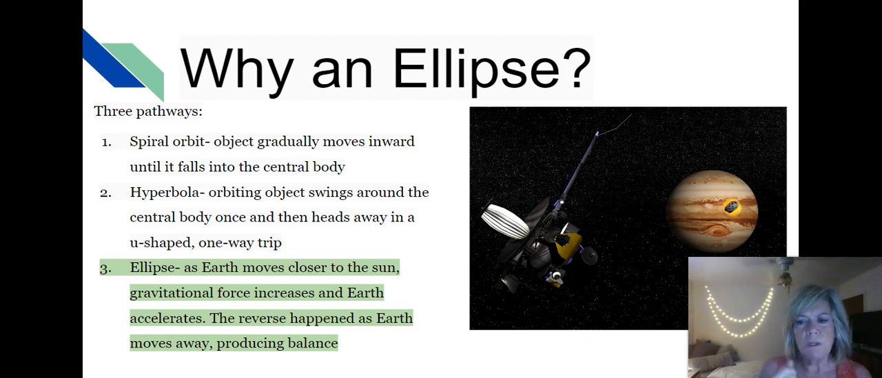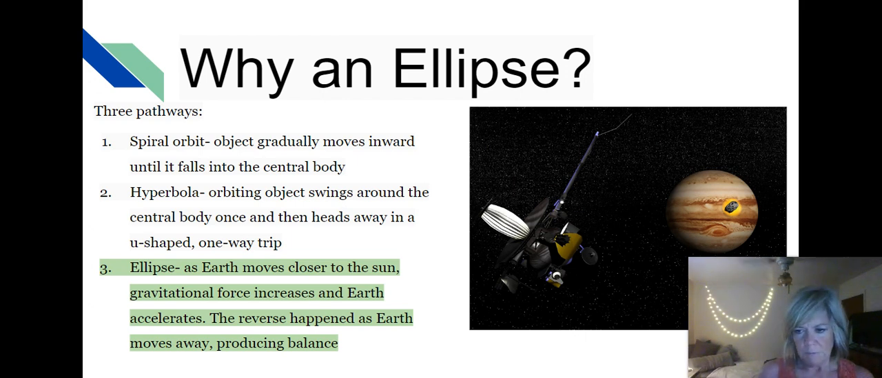Then you have the hyperbola, which is the one that swings around and then away in a U-shaped, one-way trip. It comes around one time and then slingshots out into space, and it doesn't continue in orbit. Sometimes we attach that to objects that are not formed in our solar system, because our orbits are all elliptical. So when we have objects coming in, like sometimes comets will do this, we know that if they're on a hyperbola-shaped orbit, they didn't, in all likelihood, form in our solar system.